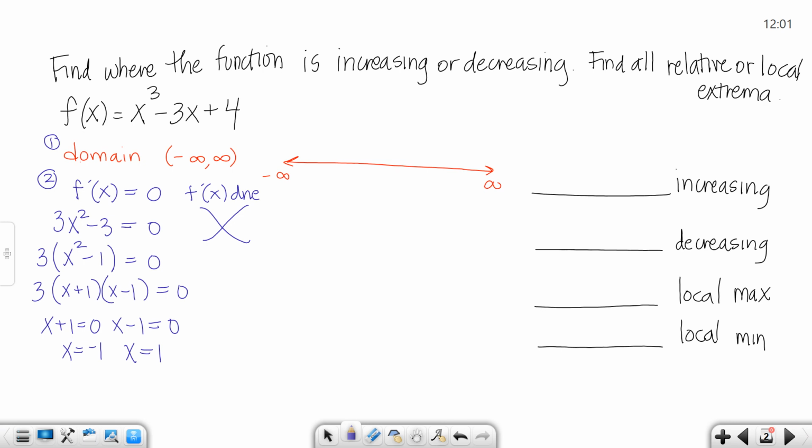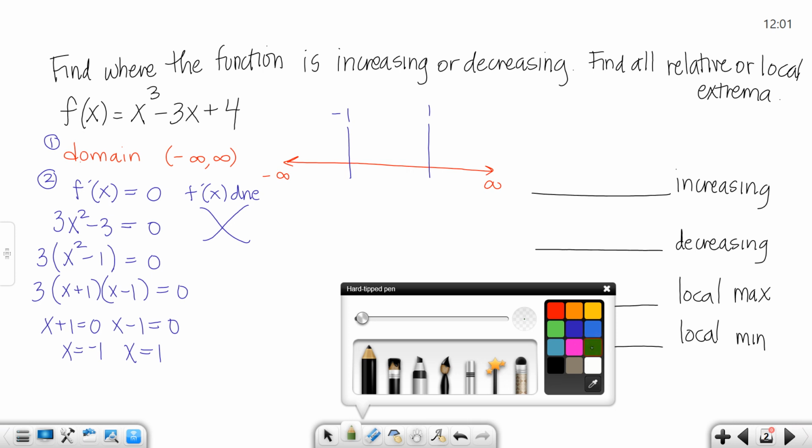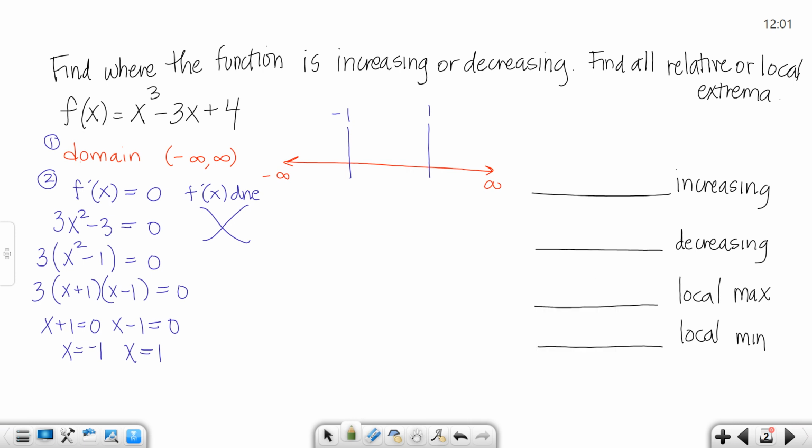Once you find these critical numbers, you mark these on the number line, dividing the number line into intervals. Now the spacing is not important, but the ordering is important, so make sure that negative 1 is to the left of 1. Okay, so that brings us to step 3. Step 3 says choose a test point from each interval. You can pick any number that you want that lies in that interval. For over here, I'll pick negative 2. And for here in the middle, I'll pick 0. And over here on this side, I might pick 5. You can pick 2 or 3 or 4 or 100 if you wanted to. Any number in that interval.